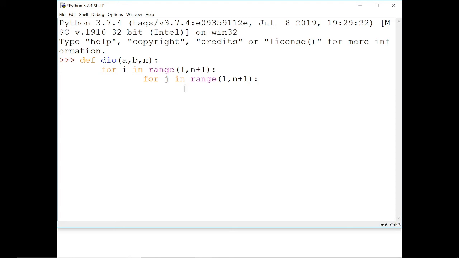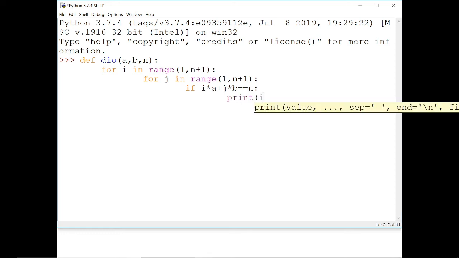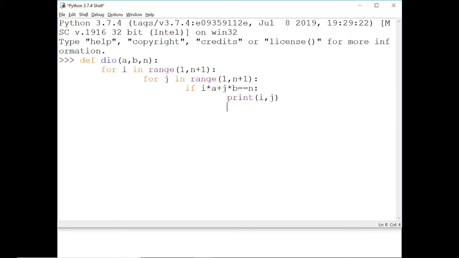Okay, so for those i and j, what is it that we're looking for? Well, if i times a plus j times b is equal to n, then that means it's a solution to our Diophantine equation, so we want it to print i and j. Let's have a look with the example we tried before. So my Diophantine equation, which was 3x plus 2y equals 11, had solutions x equals 1, y equals 4, and x equals 3, y equals 1.